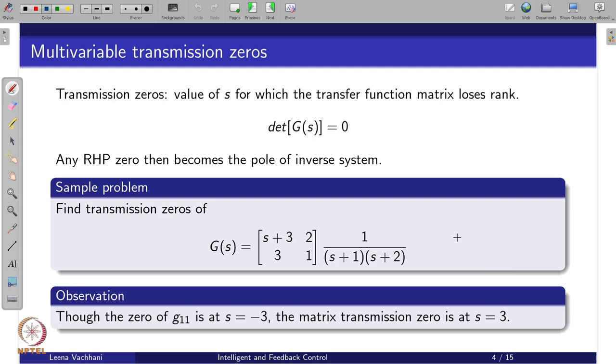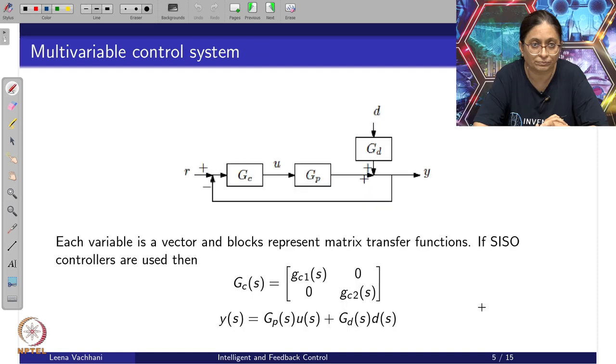So as we said, there is a zero of G11 at s equal to minus 3, but the matrix transmission zero is at s equal to 3, which we should be bothered about, which was not visible clearly, but now when we took the determinant of G of s, we know that this particular system has a transmission zero at s equal to 3. All right. Now let's see what we are talking about, a decoupler in this case, and why we should be worried about the transmission zeros in such cases.